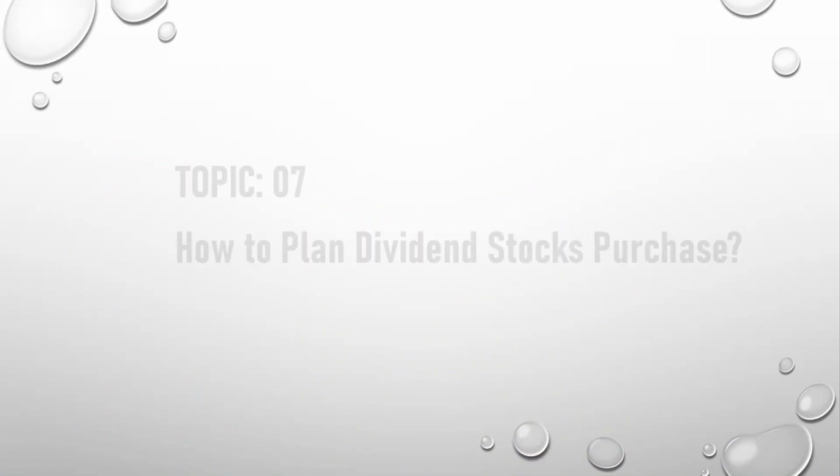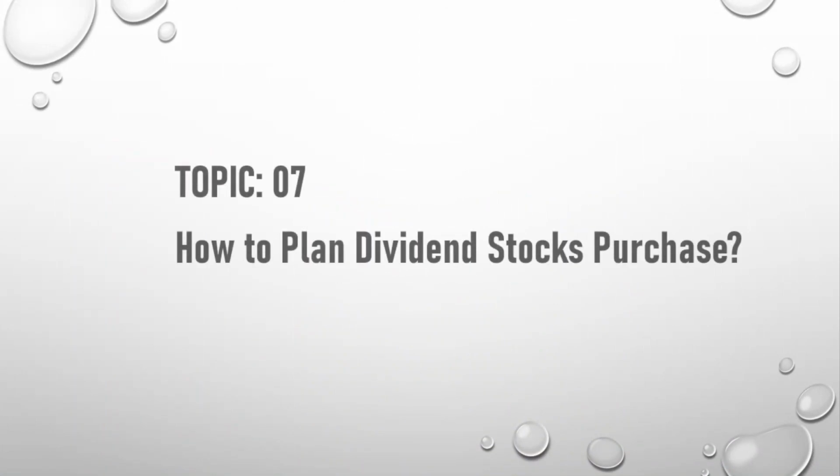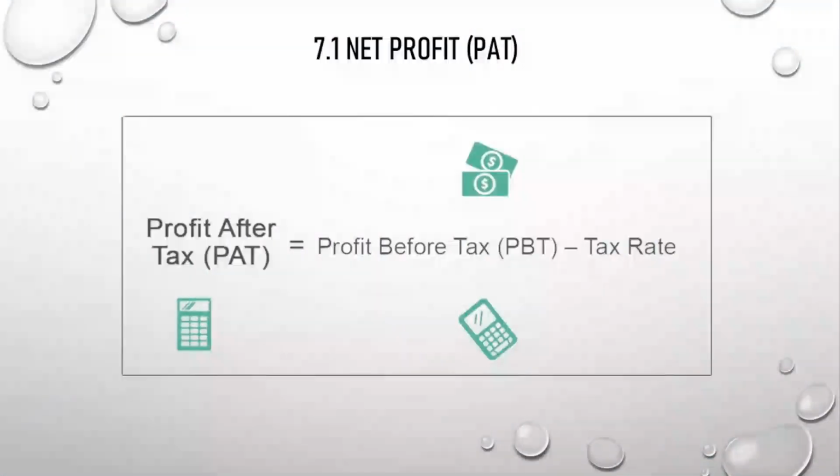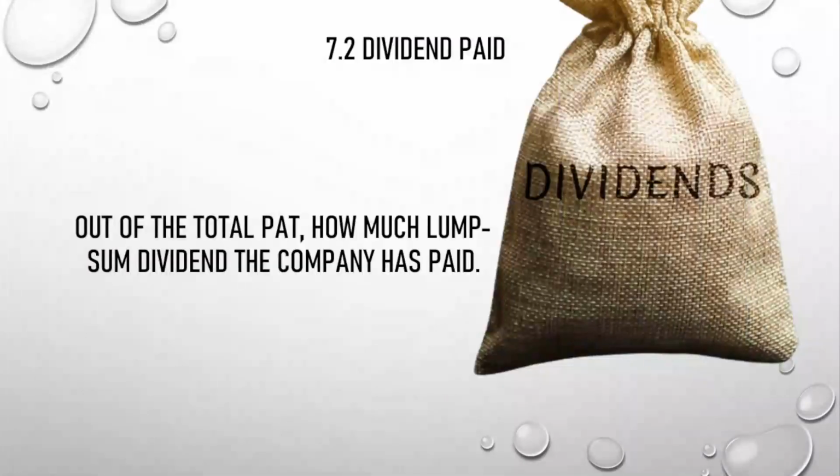Moving on to topic number 7, how to plan dividend stock purchases. Plan your purchases by keeping a past record of companies which have paid a decent dividend. This will be your list of highest dividend paying stocks. Net profit. This is the profit earned by the company after paying all the dues like adjusting for depreciation, interest, tax, etc.